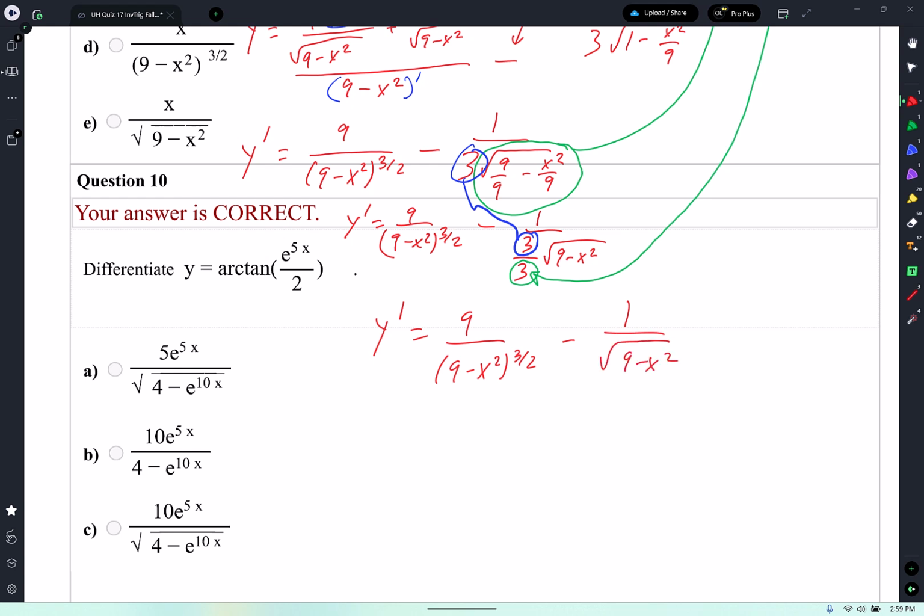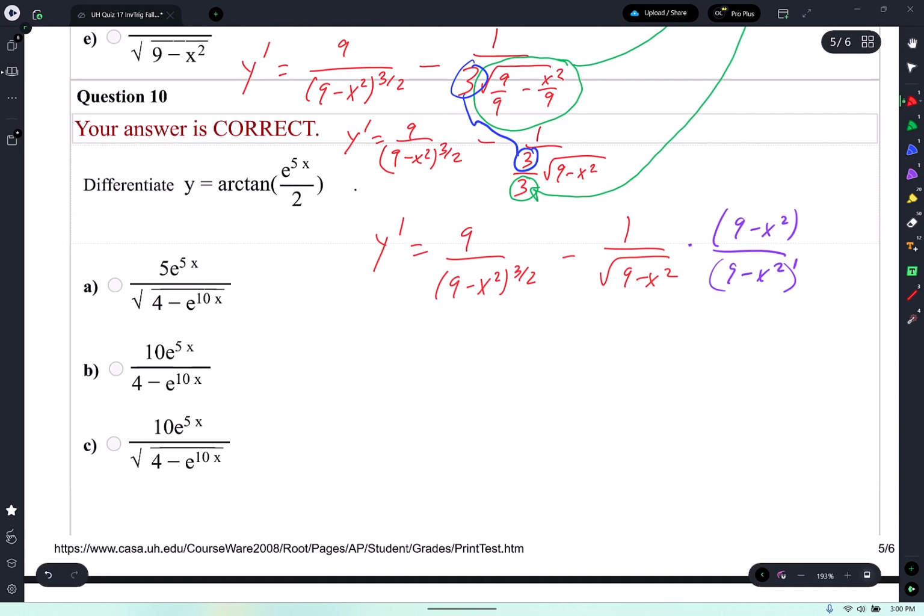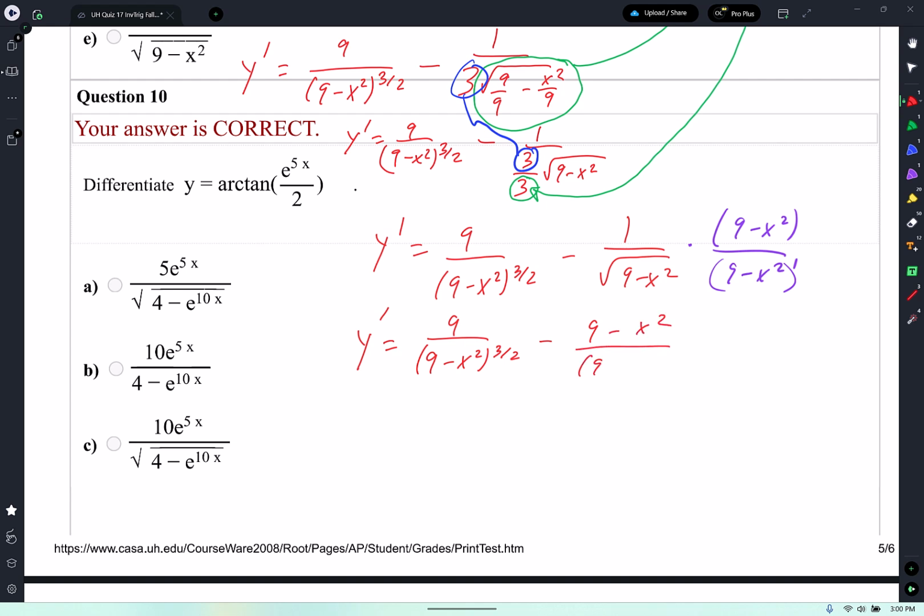x squared. So close. In order for me to subtract those two quote-unquote terms, I need to have a common denominator. So the one on the right-hand side, I'm going to multiply by (9 minus x squared) over (9 minus x squared). Does that make sense? Because that's a whole. A whole plus a half is a 3/2, sorry. So here's what I have. Y prime equals 9 over (9 minus x squared) to the 3/2 minus (9 minus x squared). We'll distribute the negative in a little bit. Over (9 minus x squared) to the 3/2 equals, we finally got our answer.